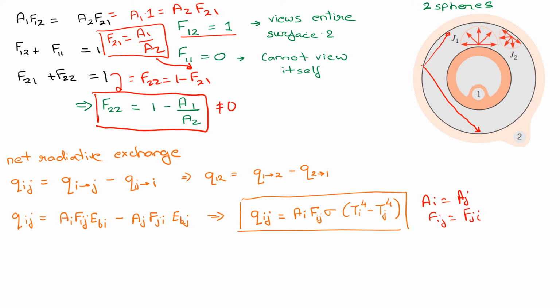So your equation will be Q of ij equals Ai into F of ij into the Stefan-Boltzmann constant sigma times Ti to the power 4 minus Tj to the power 4. Okay, that's when we substitute Ei equals sigma times Ti to the power 4, and this will be sigma times Tj to the power 4. That's the emissive power of each of these surfaces.